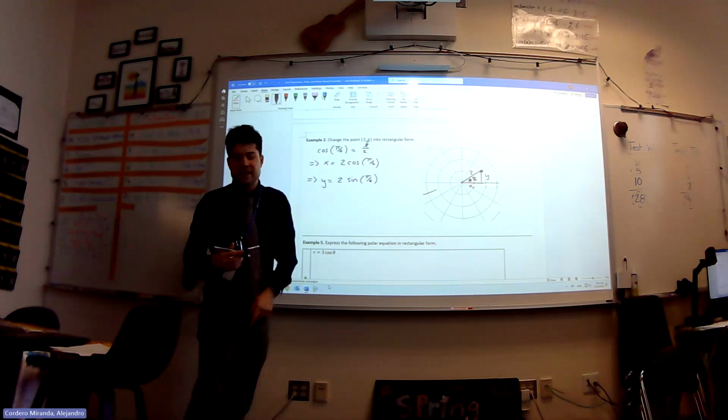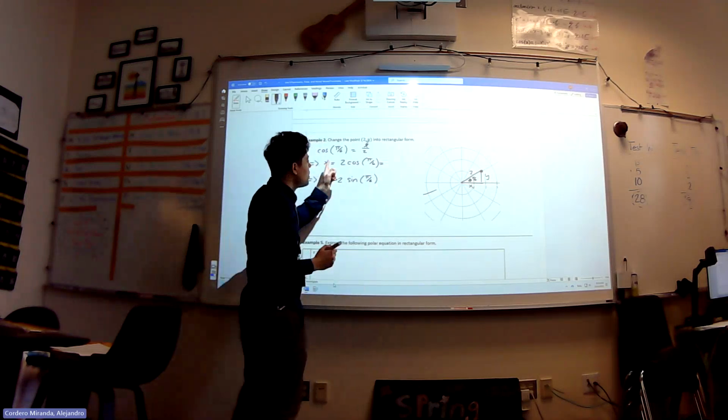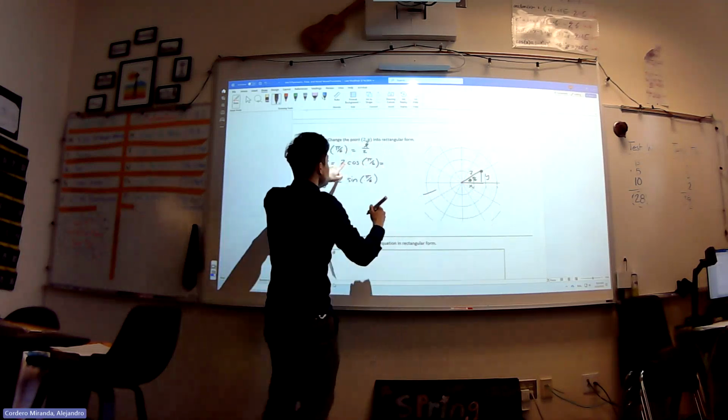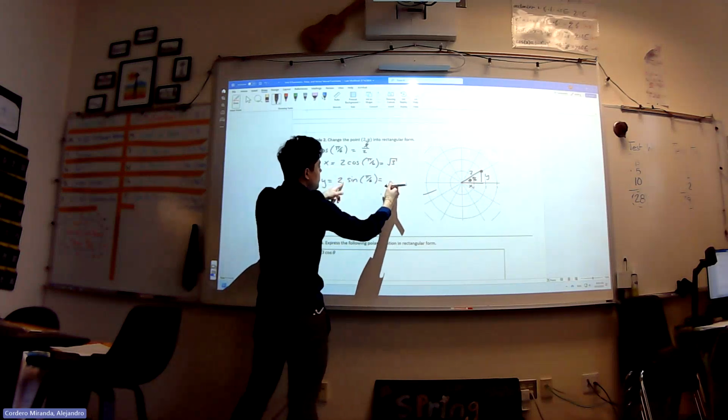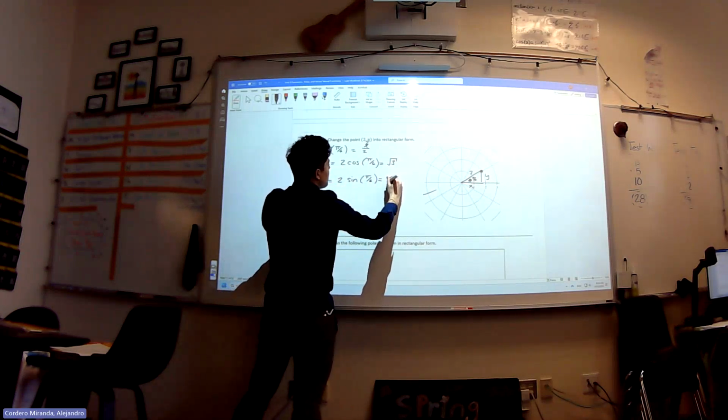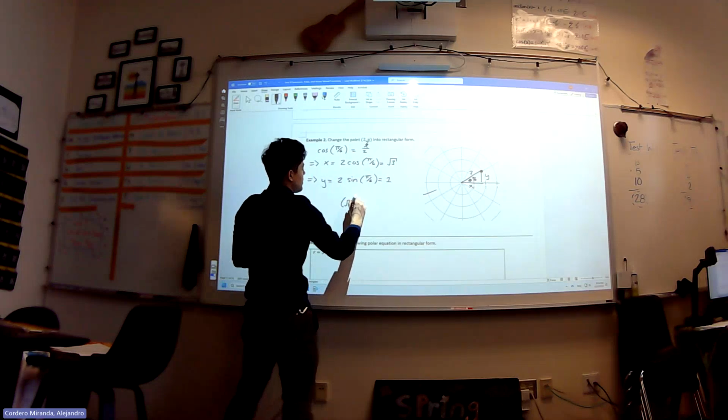And then if you were to actually calculate this, cosine of pi over 6 is radical 3 over 2. So 2 times radical 3 over 2 is the square root of 3. And then this one would be 2 times 1/2, which is 1. So the point would be square root of 3.